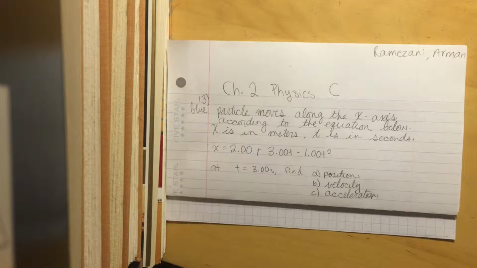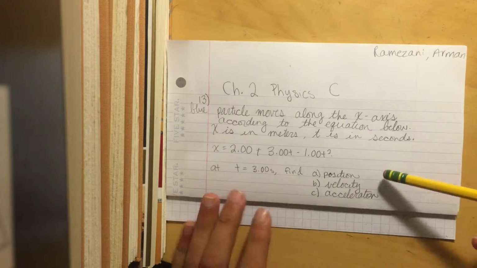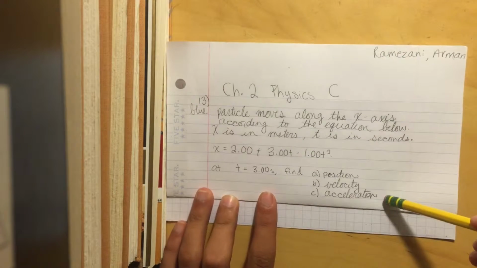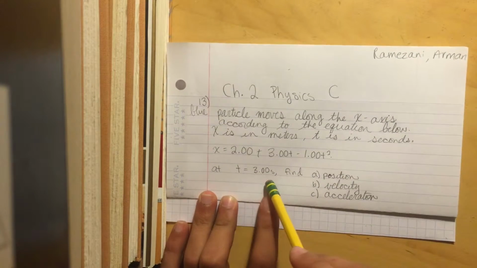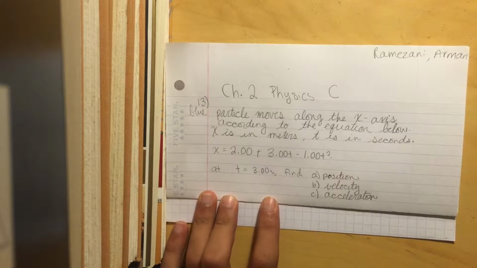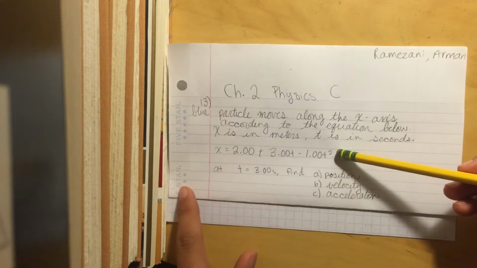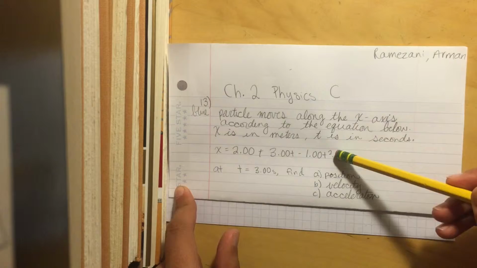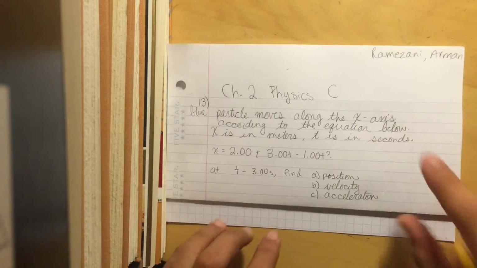Physics C. So the problem reads, a particle moves along the x-axis according to the equation below. X is in meters and t, time, is in seconds. X is equal to 2 plus 3t minus t squared. The problem asks us to find the position, the velocity, and the acceleration when the time is equal to 3 seconds. So our first plan of action is to simplify this equation, and then let's graph it out for simplicity.